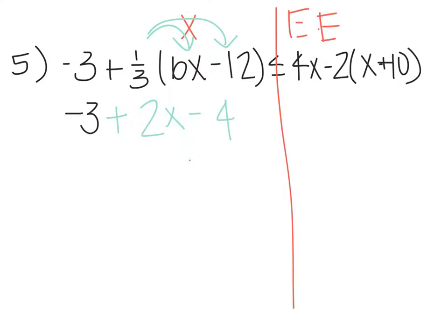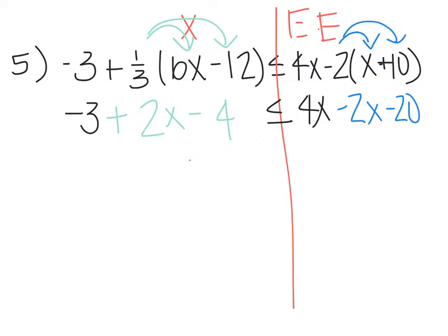And then on the right side, I still have less than or equal to. I need to distribute what's right in front of the parentheses. So -2 times x would be -2x. -2 times 10 would be -20. And then I'm going to bring down that 4x that was already there. So now I just have to get everything to the correct side before I start doing anything else.